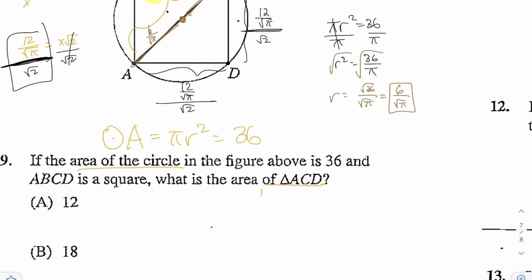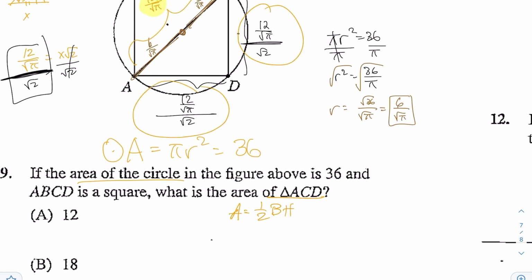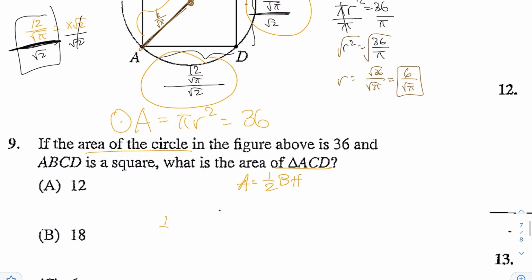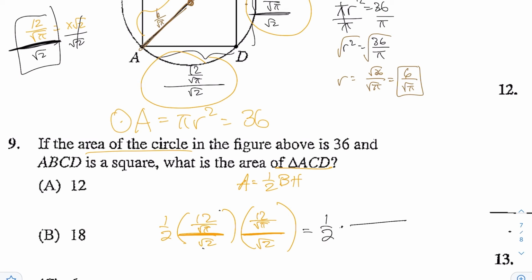Remember, the area of a triangle is 1/2 base times height. You have to multiply these anyway, and then multiply by 1/2. So it's going to be 1/2. The base is 12 over root pi divided by root 2. The height is also 12 over root pi divided by root 2. So the denominator is going to be root 2 times root 2, which is just 2. And then the numerator is 12 times 12, or 144. And then the denominator of the numerator is just pi.